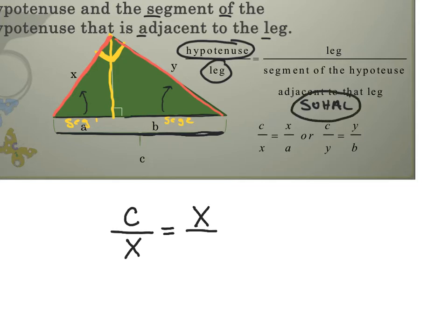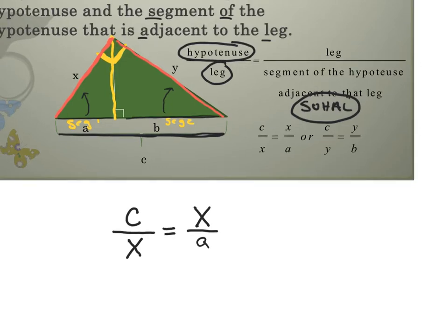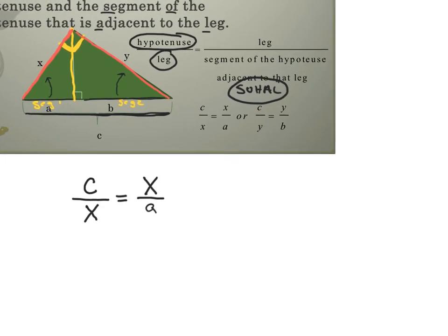Now remember, what did you just say? If it's X that I'm looking for, what is the SOHAL for X? Segment 1, or in this case, they labeled it A. You see how they labeled it A down there? But that's segment 1. Segment 1 is right next to X. Now, let's play the same game. What if I were looking for Y?